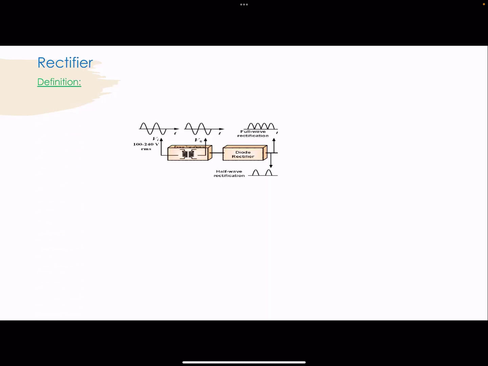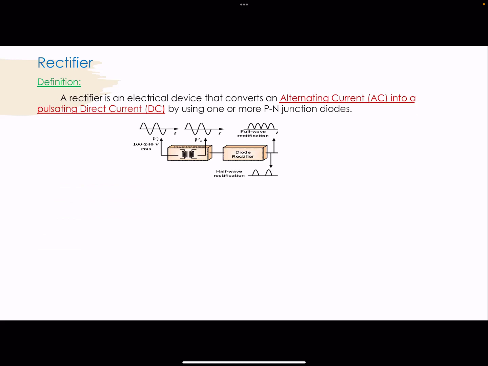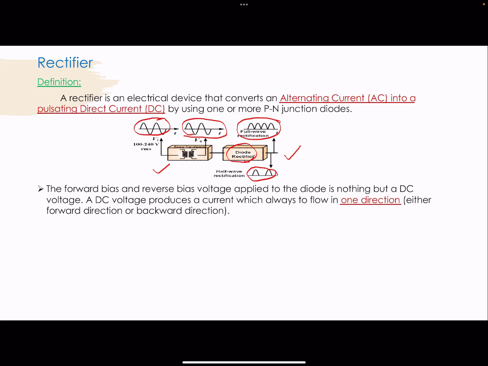Now let us see how we can define the rectifier. A rectifier is an electronic device that converts an alternating current into a pulsating DC current by using one or more PN junction diodes. So if you see here, this is a power transformer to which the AC input signal is applied, and this AC input signal is transferred to the secondary windings of the power transformer, and it is given as an input to the diode rectifier. This is a diode rectifier, and this diode rectifier converts this alternating current into the pulsating DC current. So if you see here, this is the output for the half wave rectifier, whereas this is the output for the full wave rectifier.